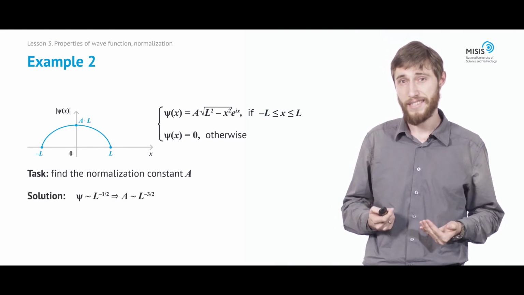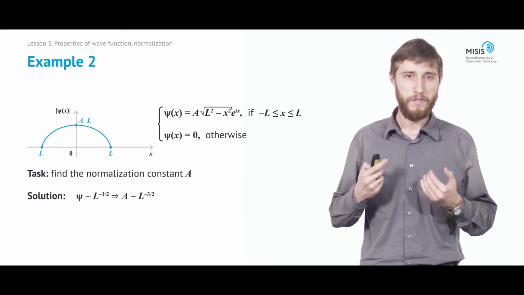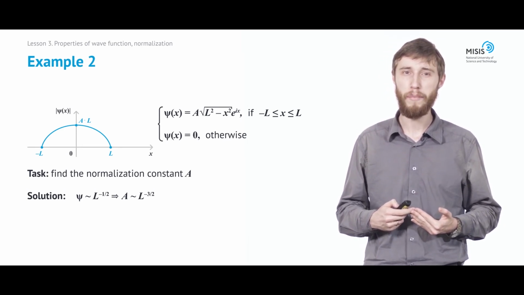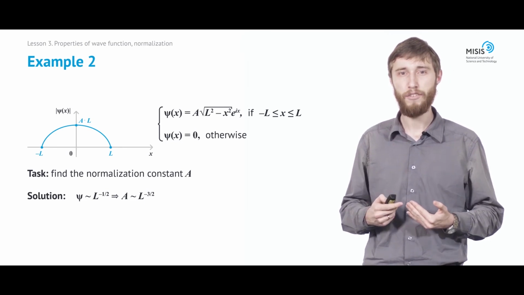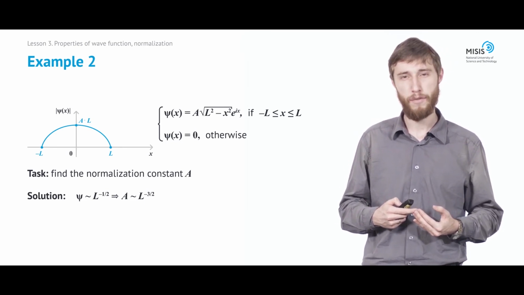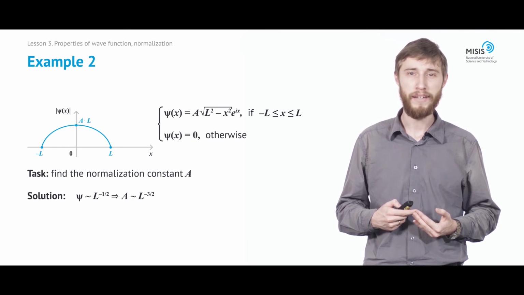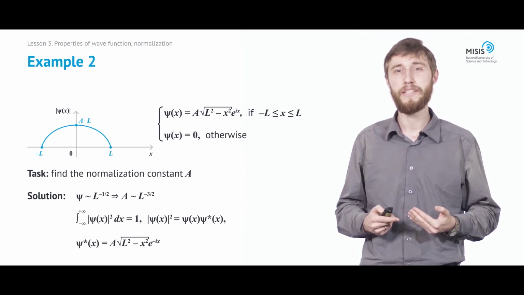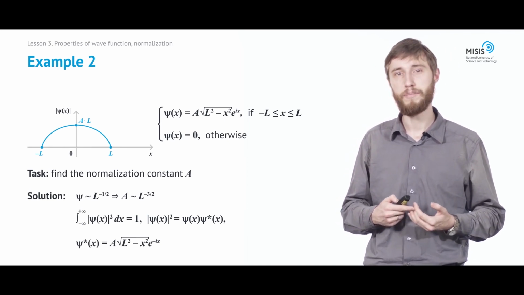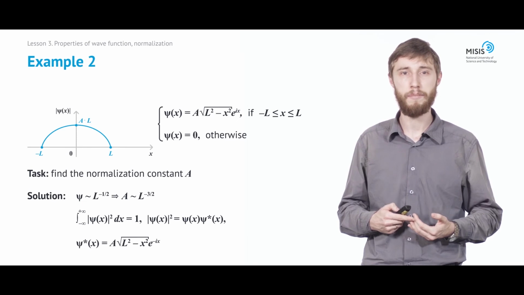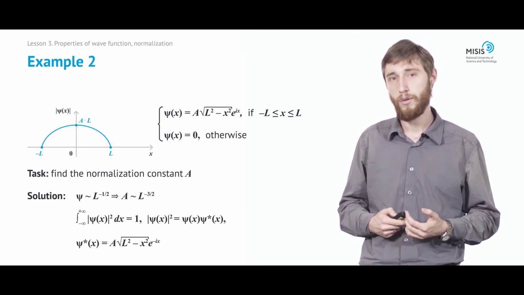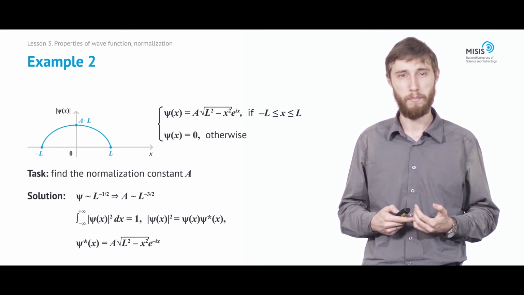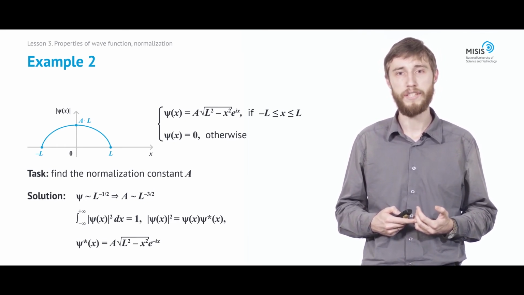First, let's guess the form of the solution. From the dimensional analysis, we see that since psi is proportional to L to the power minus 1/2, then A has to be proportional to L to the power minus 3/2. Now we want to find the precise expression for A. Let's utilize the normalization condition. Here, |psi| squared equals psi times psi conjugate. In order to take the complex conjugate, as a rule of thumb, we just substitute i by minus i. So here is our psi complex conjugate.